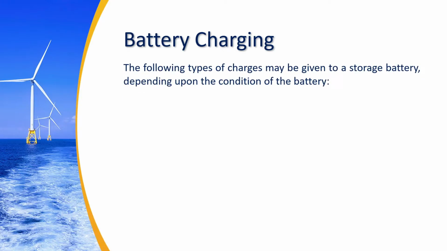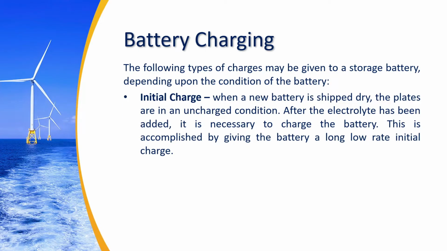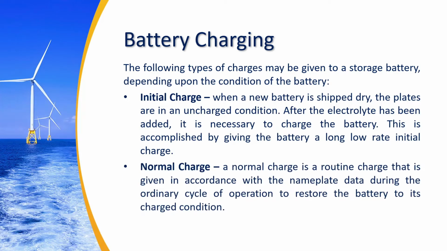Okay, so for battery charging, the following types of charges may be given to a storage battery, depending upon the condition of the battery. So kapag initial charge, when a new battery is shipped dry, the plates are in an uncharged condition. After the electrolyte has been added, it is necessary to charge the battery. This is accomplished by giving the battery a long, low rate initial charge. Okay? So kapag normal charge, it is a routine charge that is given in accordance with the nameplate data during the ordinary cycle of operation to restore the battery to its charged condition.